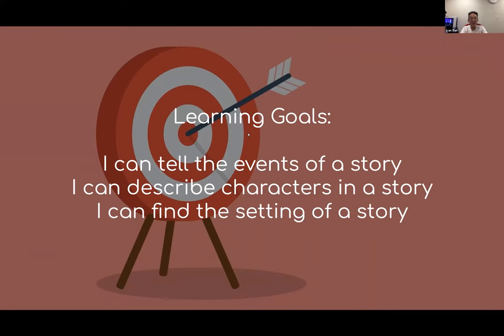I think it's a good time for us to start now. So for today, our learning goals are to be able to tell the events of a story, to be able to describe characters in a story, and to be able to find the setting of the story. So we want to be able to identify different parts and sections of a story in order to further understand it and further immerse ourselves into a story.